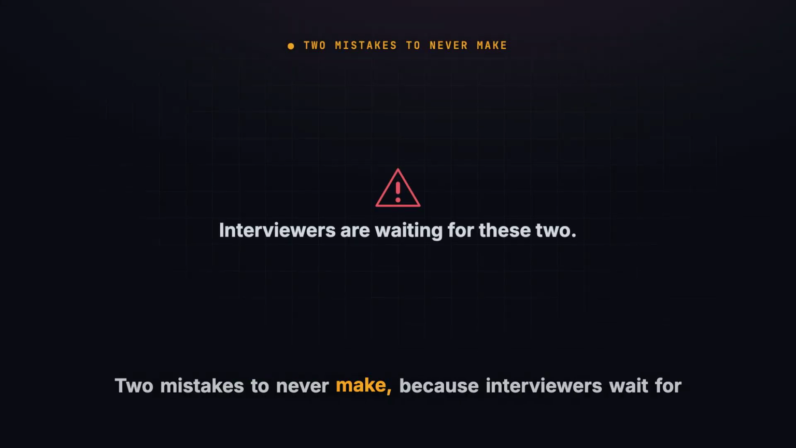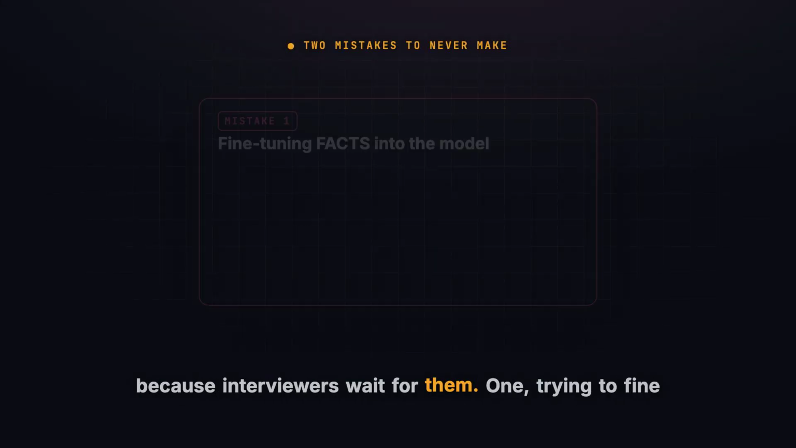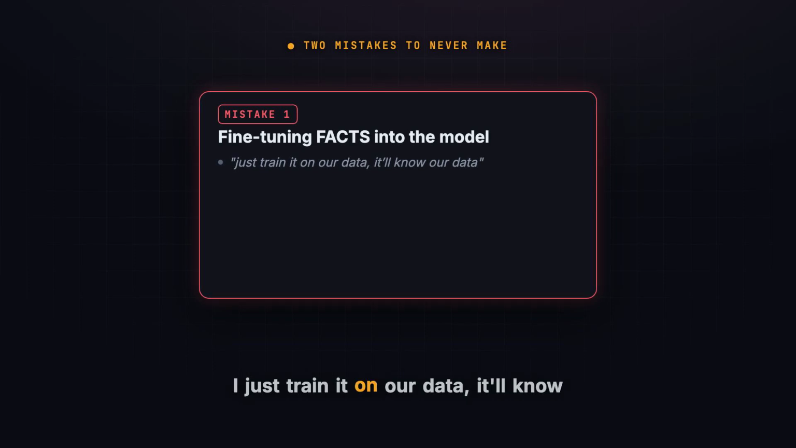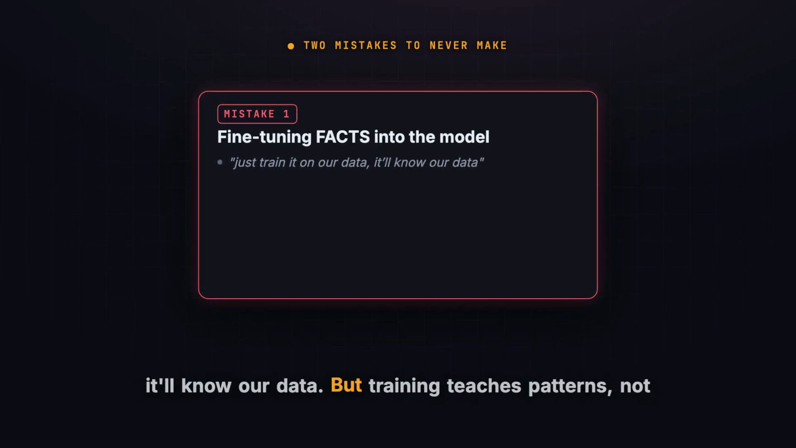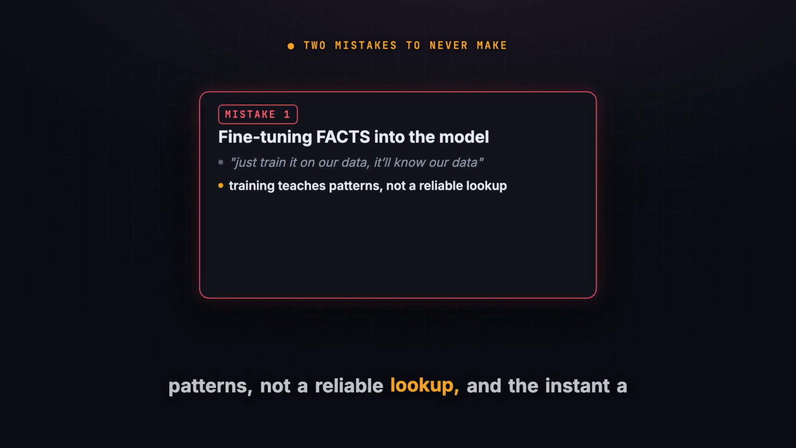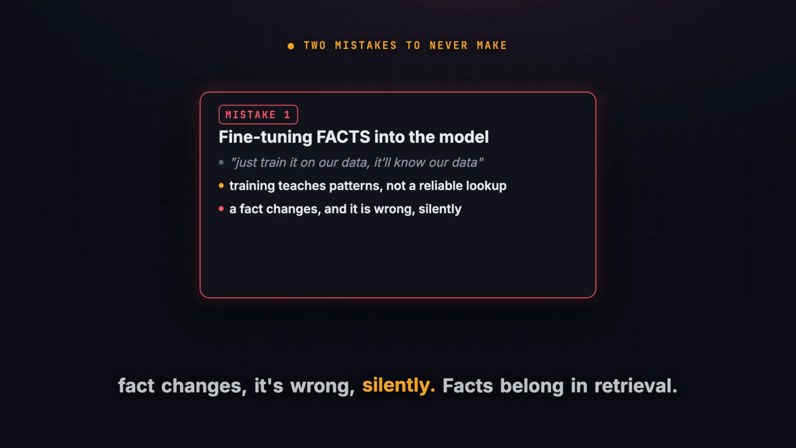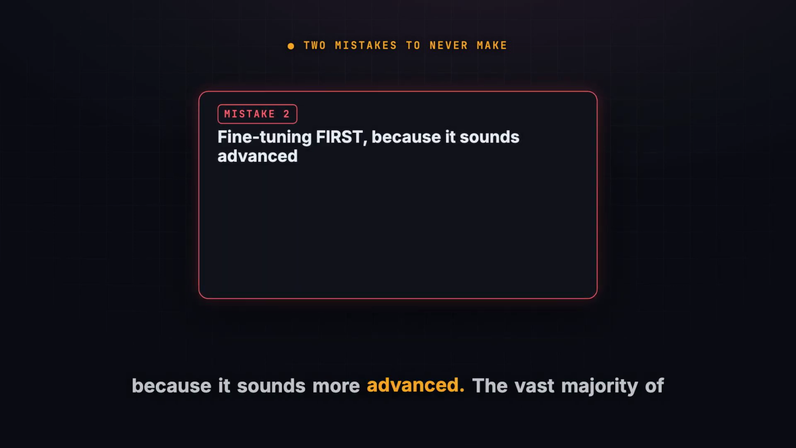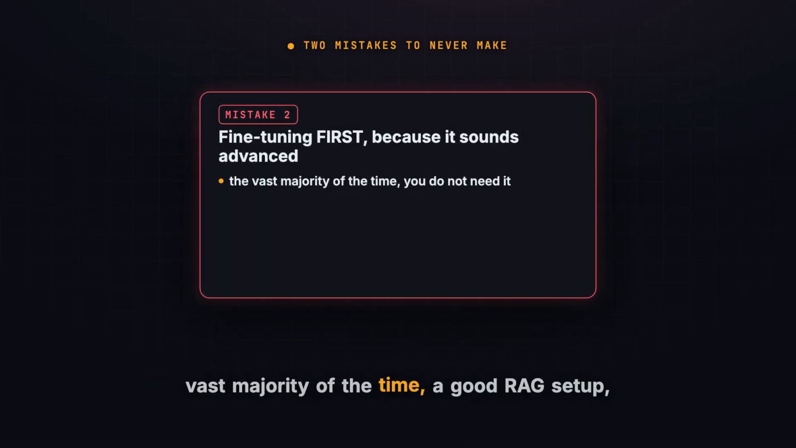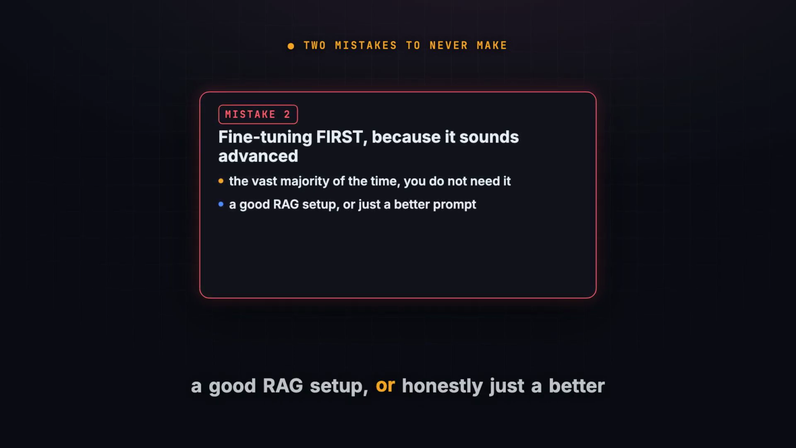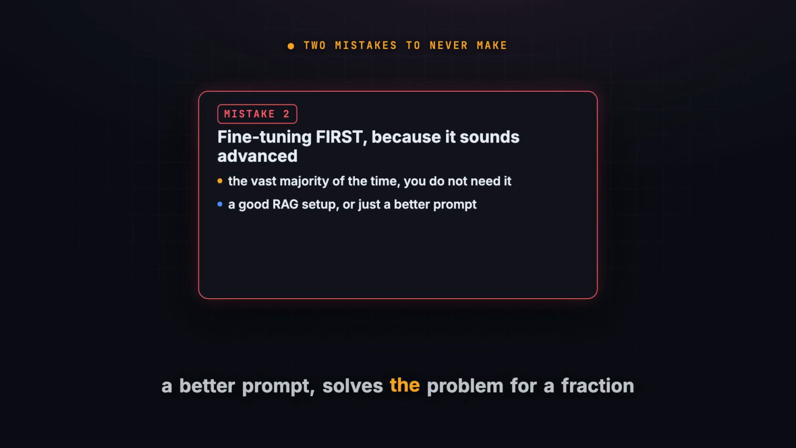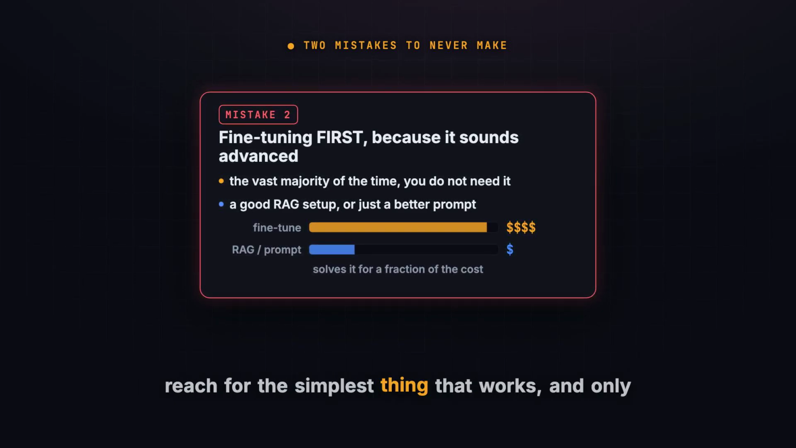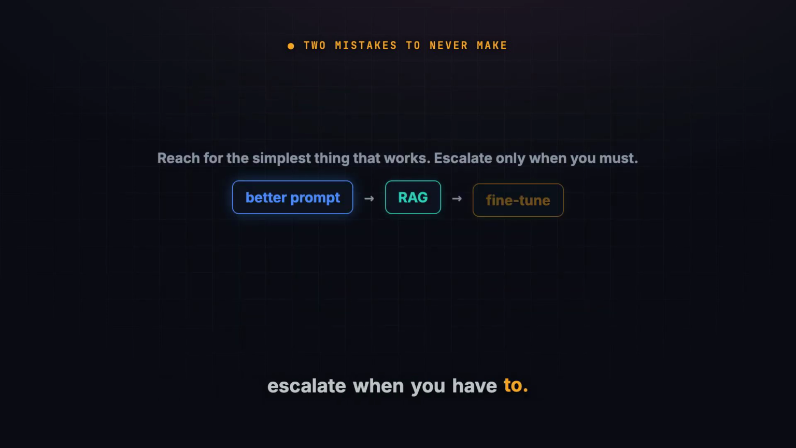2 mistakes to never make, because interviewers wait for them. 1, trying to fine-tune facts into a model. People think if I just train it on our data, it'll know our data. But training teaches patterns, not a reliable lookup, and the instant a fact changes, it's wrong, silently. Facts belong in retrieval. 2, jumping to fine-tuning first because it sounds more advanced. The vast majority of the time, a good RAG setup, or honestly just a better prompt, solves the problem for a fraction of the cost. The senior instinct is to reach for the simplest thing that works, and only escalate when you have to.